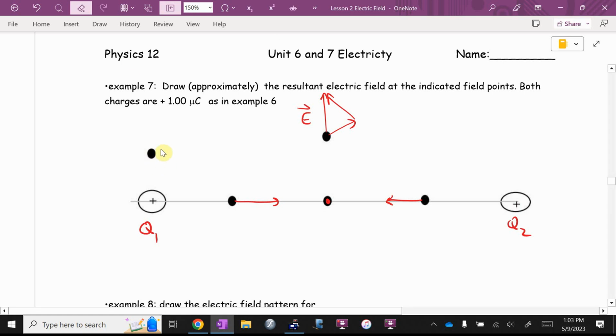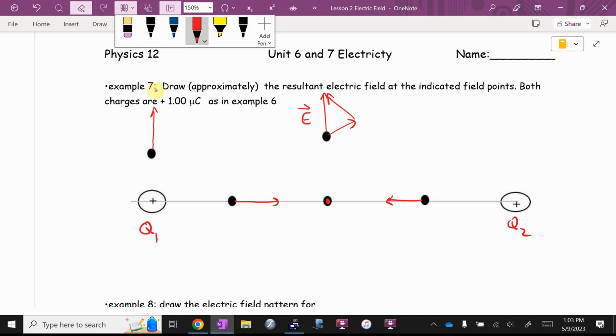Ooh, what about right over here? Well, it would be getting pushed straight up by Q1. It would be getting pushed a little bit sideways by Q2. I think if we draw these tip to tail, we'd have almost but not quite straight up, a little bit pointy to the left.